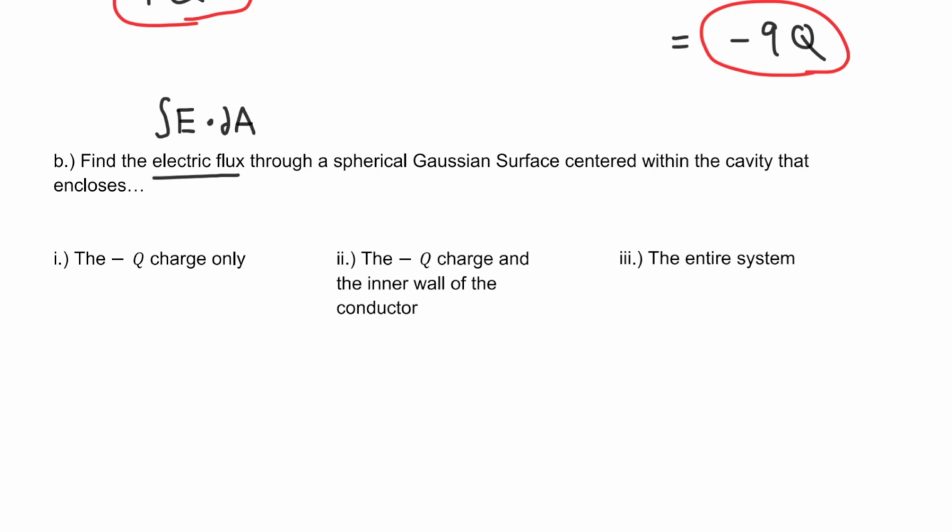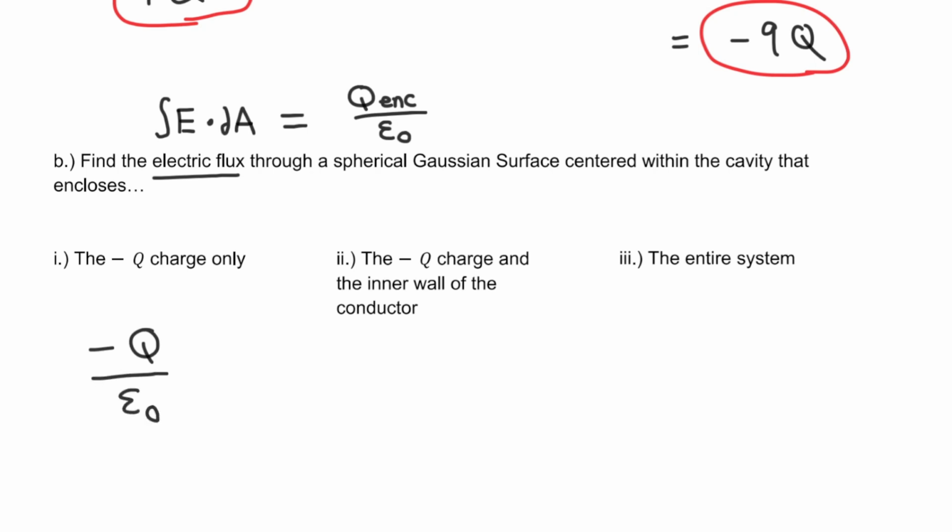But why would we do that when we have Gauss's law, which says that the flux is also found just by taking the enclosed charge and dividing by epsilon naught. So that's all we're going to do: find the enclosed charge in each of these regions and divide by epsilon naught. For the first one, we just have minus q enclosed. So our flux would be minus q over epsilon naught.